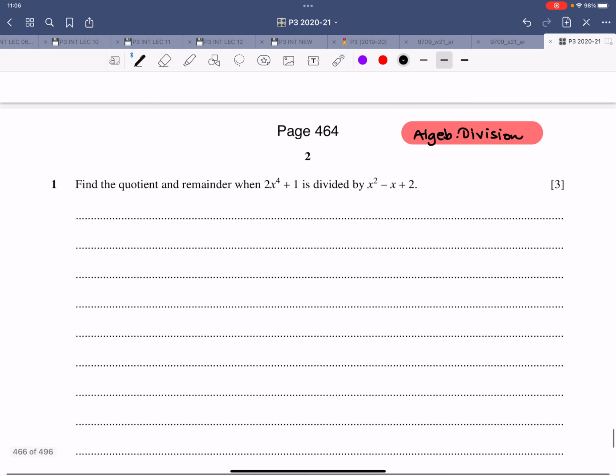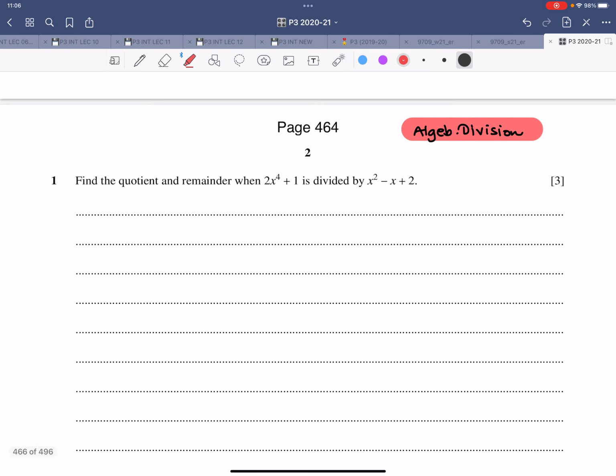They are asking us to find the quotient and remainder. So we are looking for the quotient and the remainder when this expression, 2x power 4 plus 1, a quartic expression, is divided by this thing. Now, should we try to factorize this? As such, there is no need to factorize. Even if it's factorizable, there is no need to factorize.